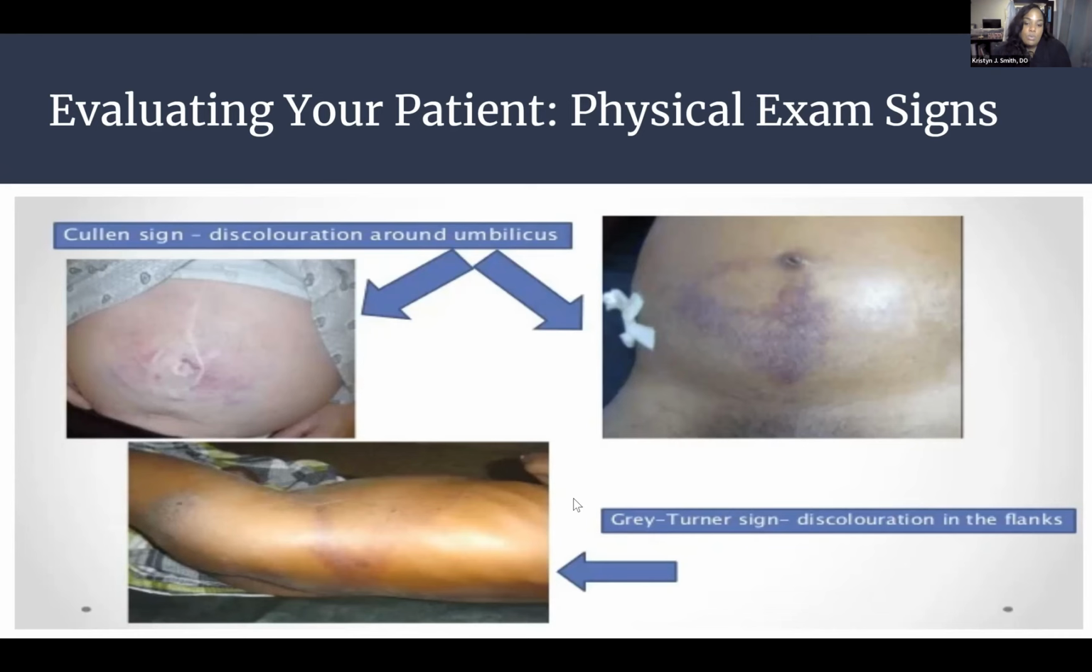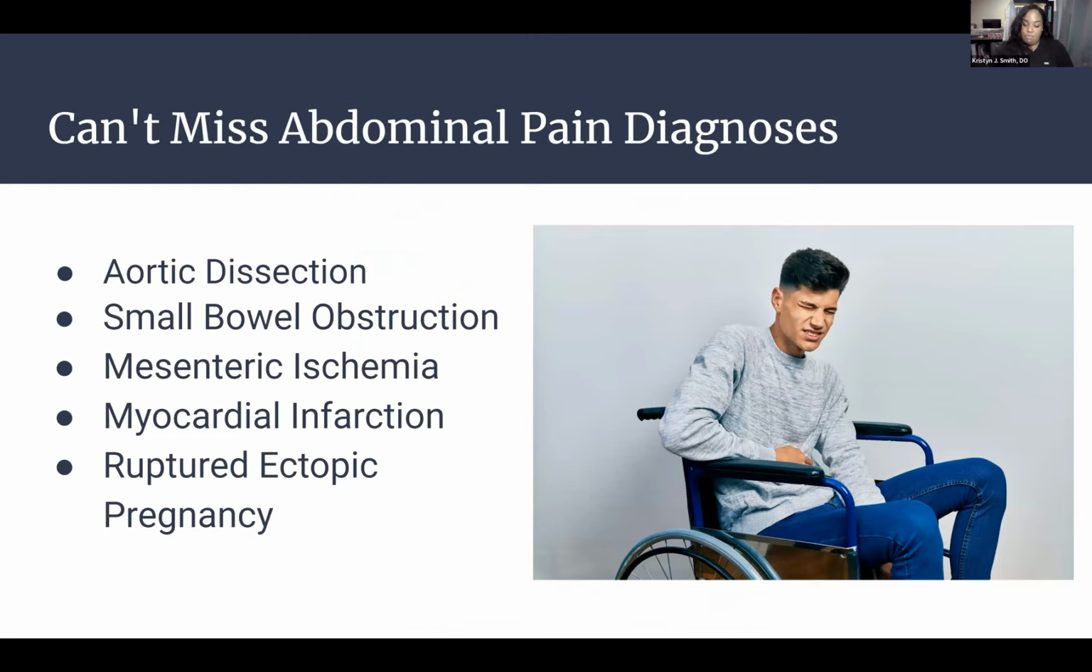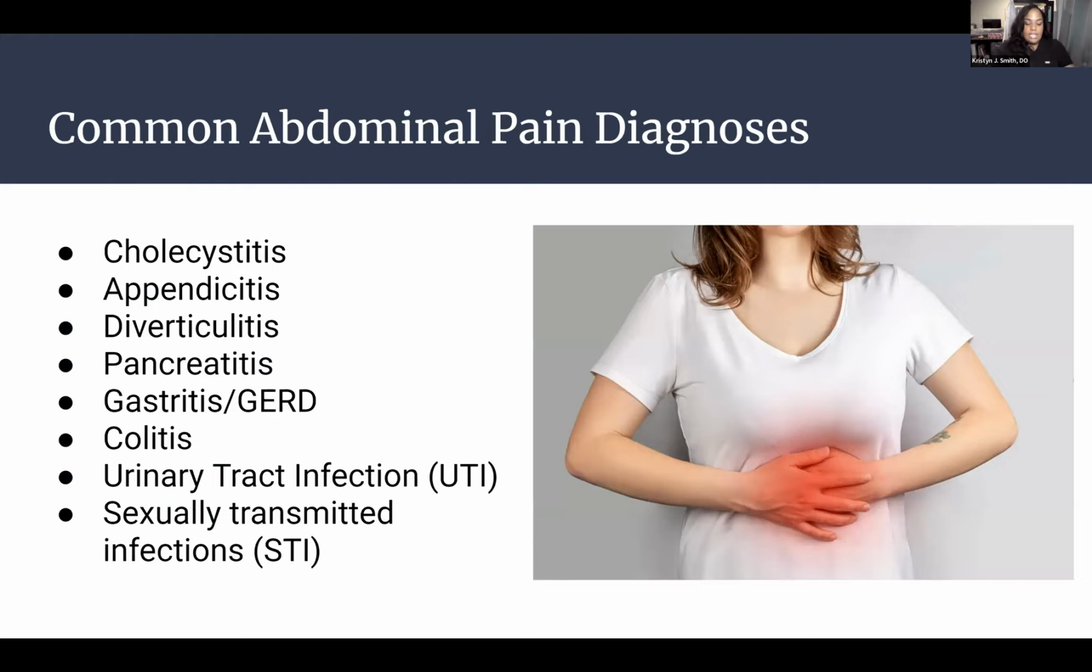And again, just being reminded of our can't miss abdominal pain diagnoses. They include aortic dissection, small bowel obstruction, mesenteric ischemia, myocardial infarction, and ruptured ectopic pregnancy. And some of the common abdominal pain diagnoses include cholecystitis, appendicitis, diverticulitis, pancreatitis, gastritis or GERD, colitis, UTI or STI. And we'll discuss these in specifics after we discuss just general workup.